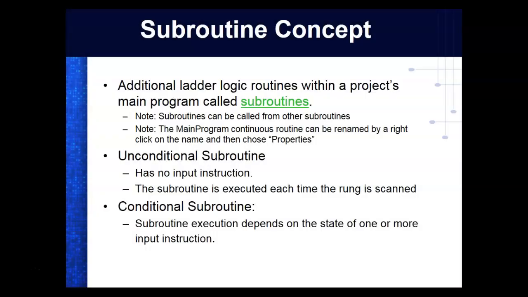So, what we're going to do, additional ladder programs or routines within a project or main program is called a subroutine. Okay. An unconditional subroutine has no input instructions. A conditional subroutine would have input instructions between the subroutine. The jump subroutine is an output.